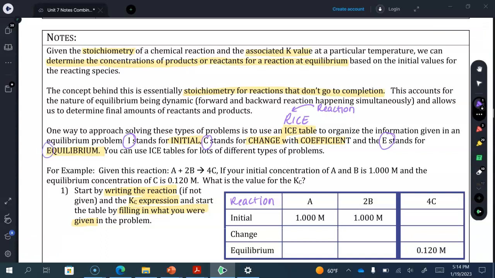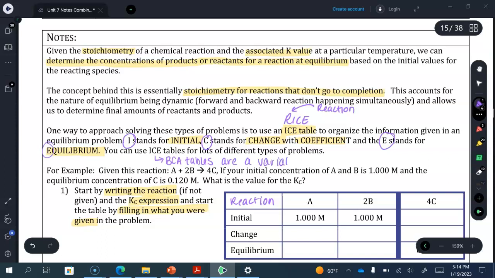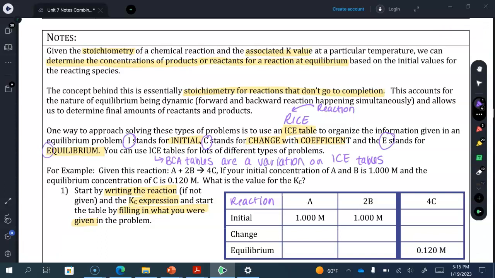Okay, we can use ICE tables for lots of different types of problems. Please remember back to when we covered BCA tables. BCA tables are a variation on ICE tables. Whereas in BCA tables you used only moles, in ICE tables you will use concentration or partial pressures.